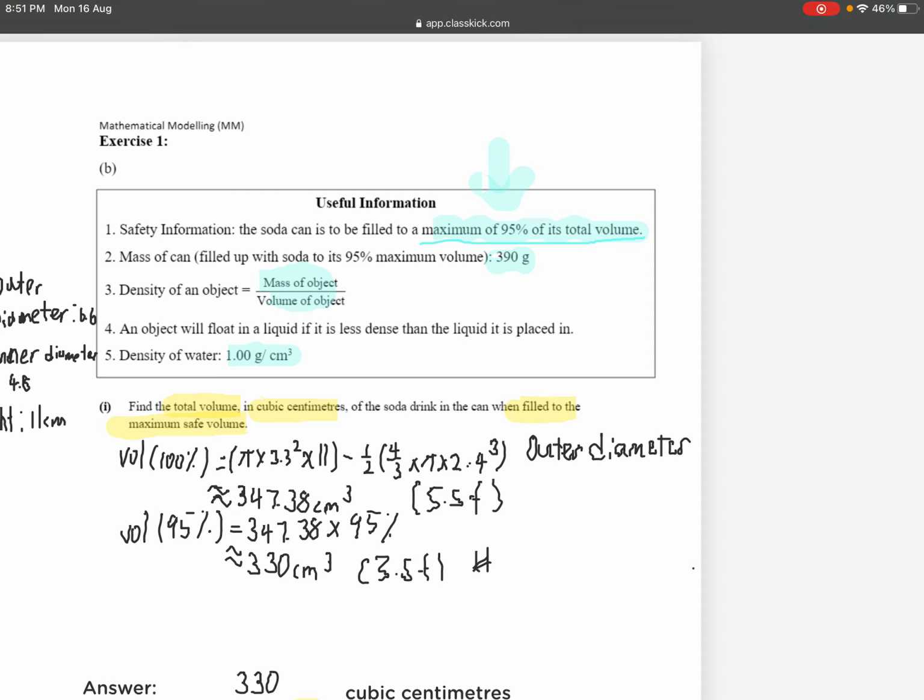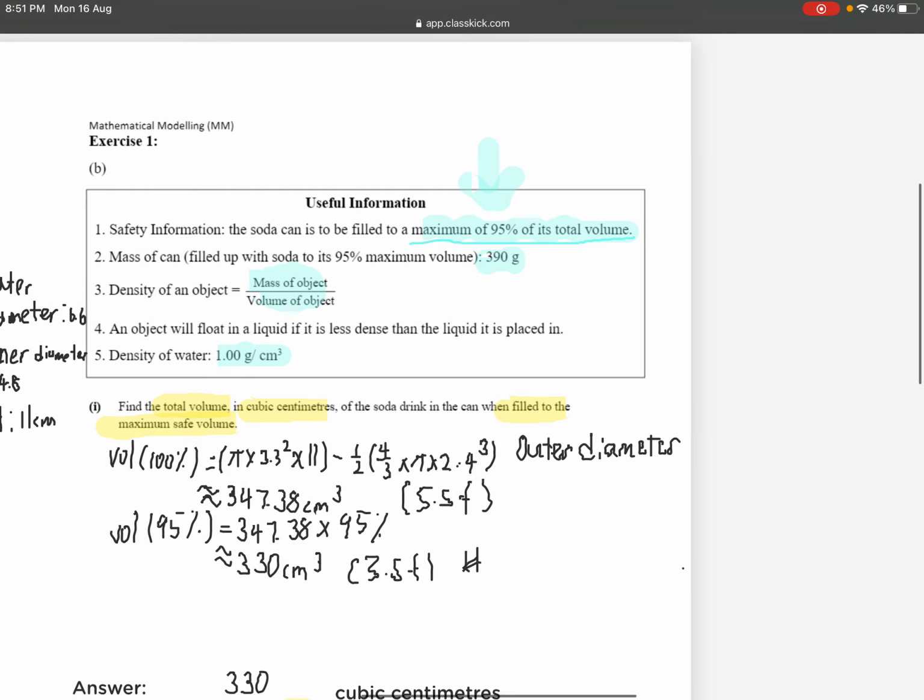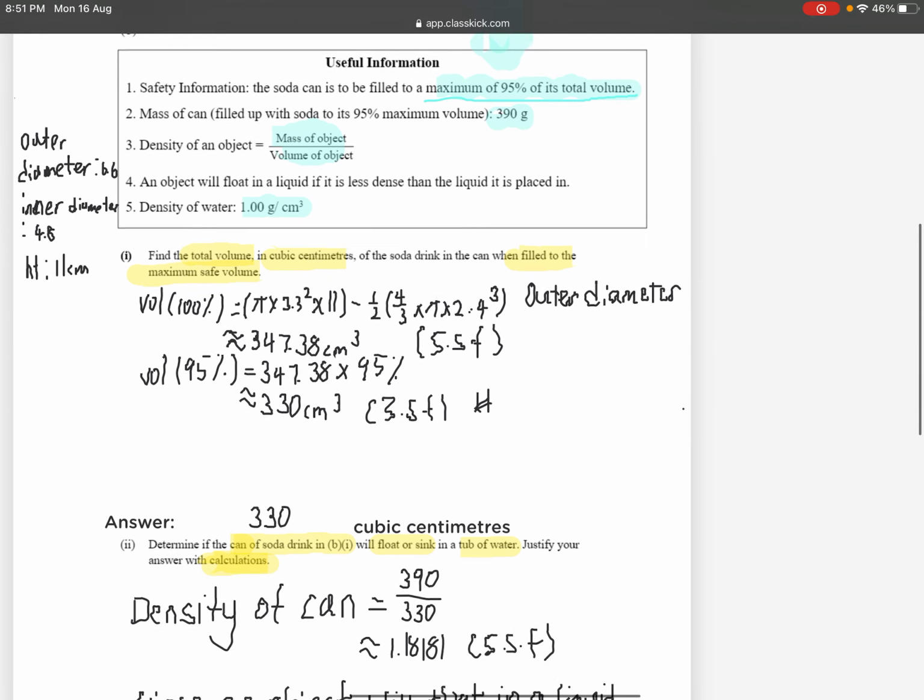Since the question asks for the maximum of 95% of the total volume, since that is a safe volume, we take 95% times 347.38, which gives us 330. And that is rounded off to 3 significant figures. So let's look at the second question now.